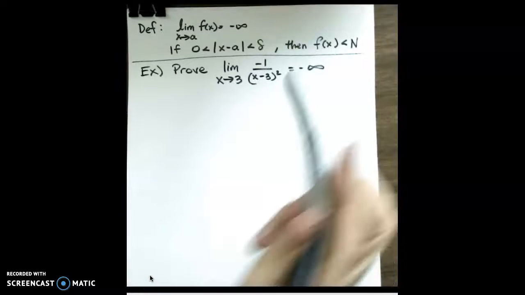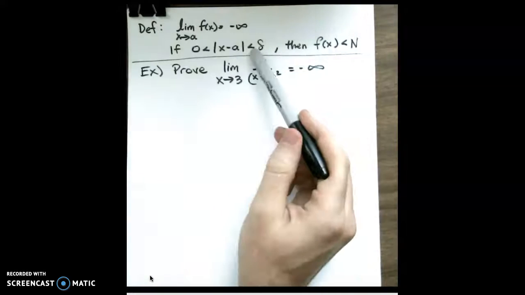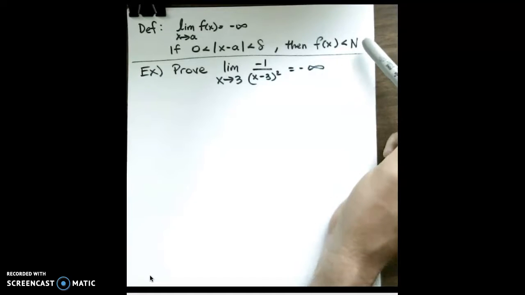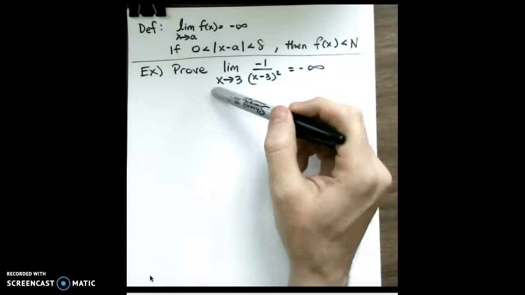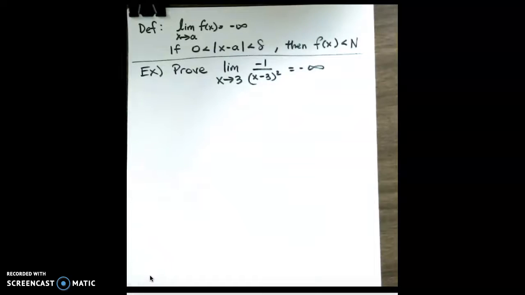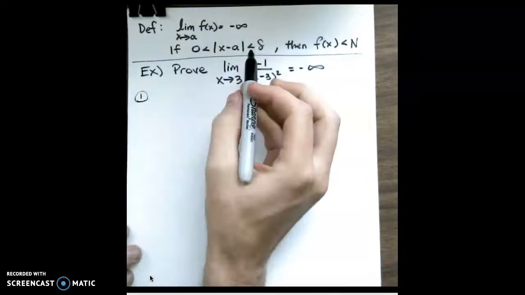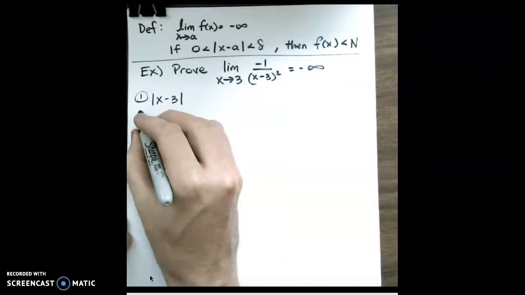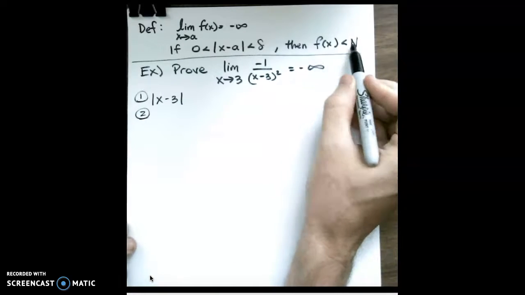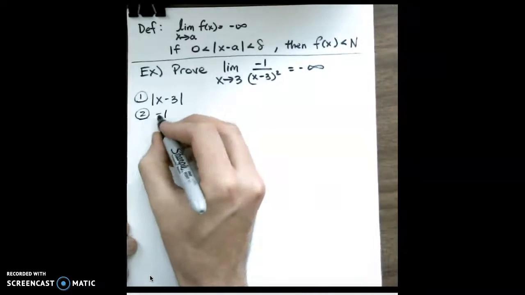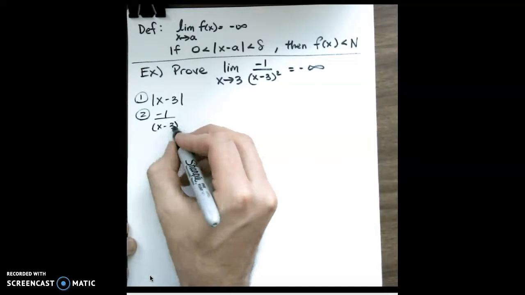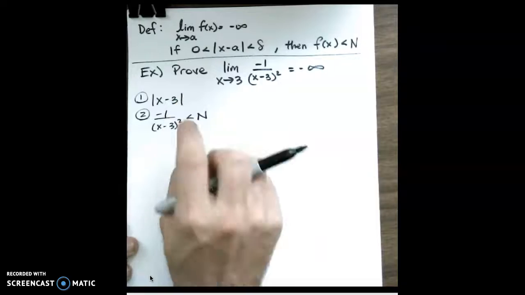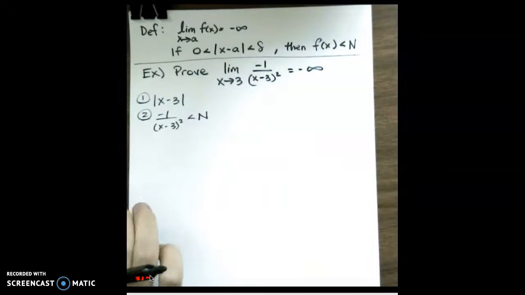Our definition for negative infinity has the same setup, but here our function is less than a very large negative number called n. So here's the example, and let's start our preliminary analysis. We're going to start with the absolute value of x minus 3. Then we're going to look at the function being less than n, and we're going to manipulate this until we get back to the absolute value of x minus 3.